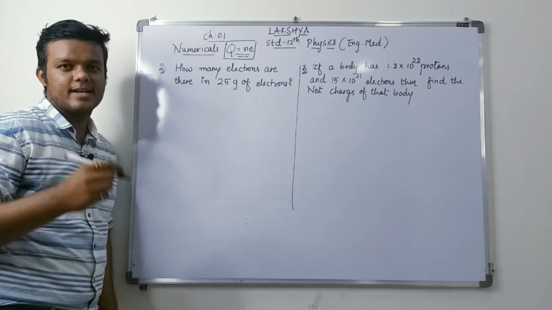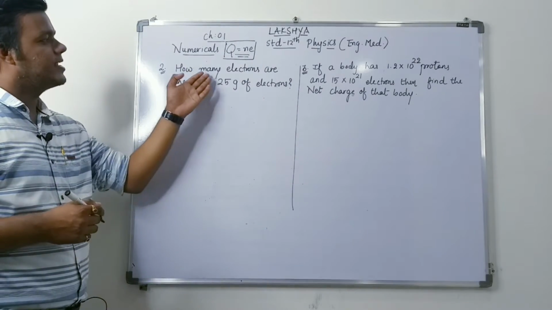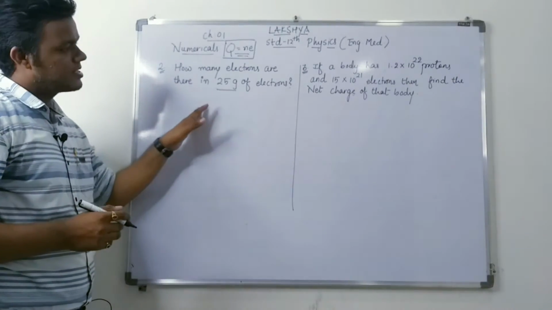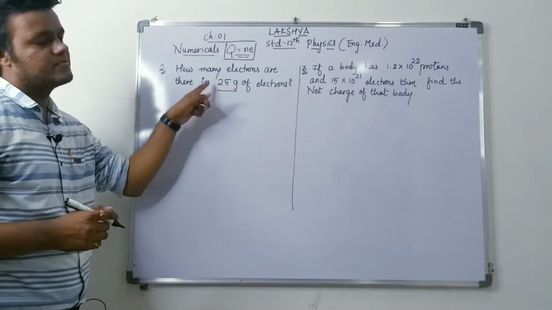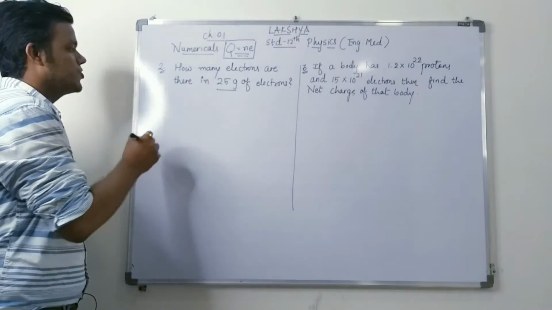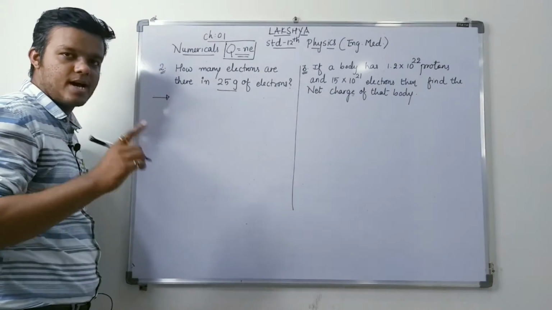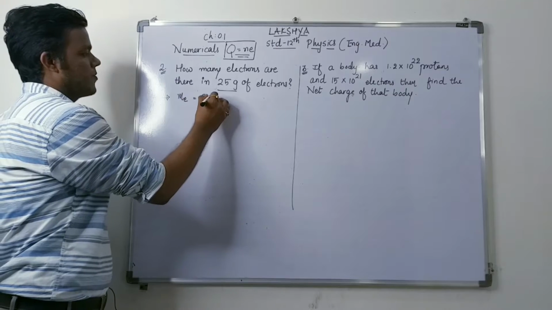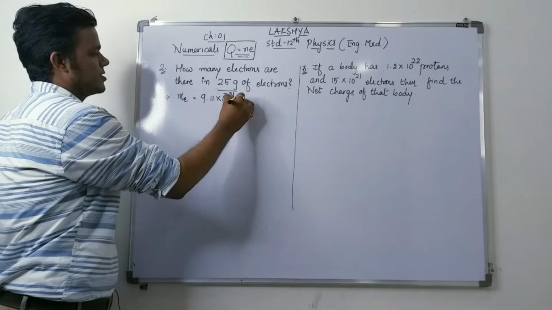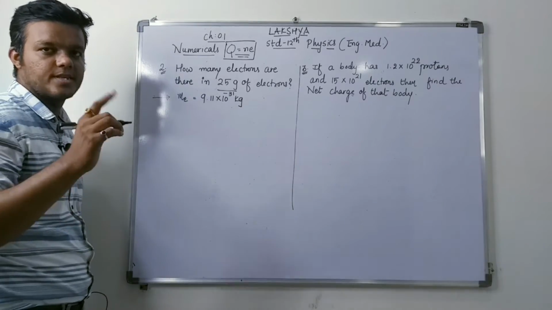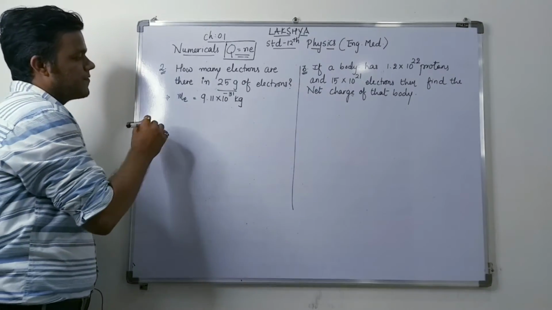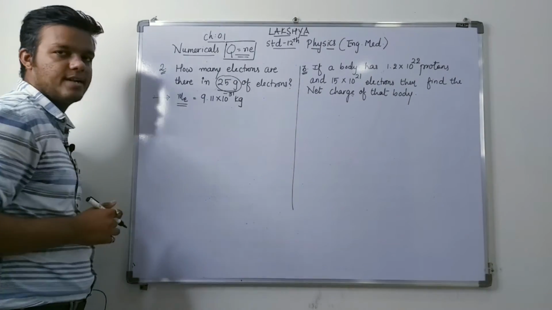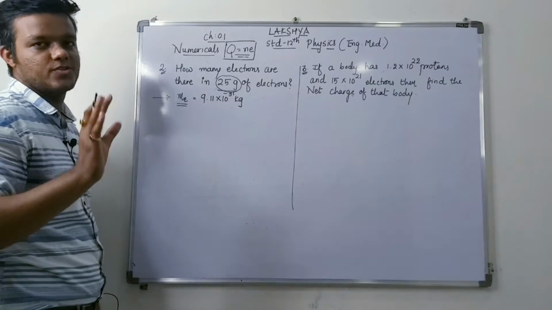Now moving towards the second example, which says: how many electrons are there in 25 gram of electrons? In this type of example, they give us the mass of the electrons. Now you should have the value of the mass of a single electron, which is 9.11 into 10 raised to minus 31 kg. If we divide the total mass by the mass of a single electron, we will get the number of electrons.